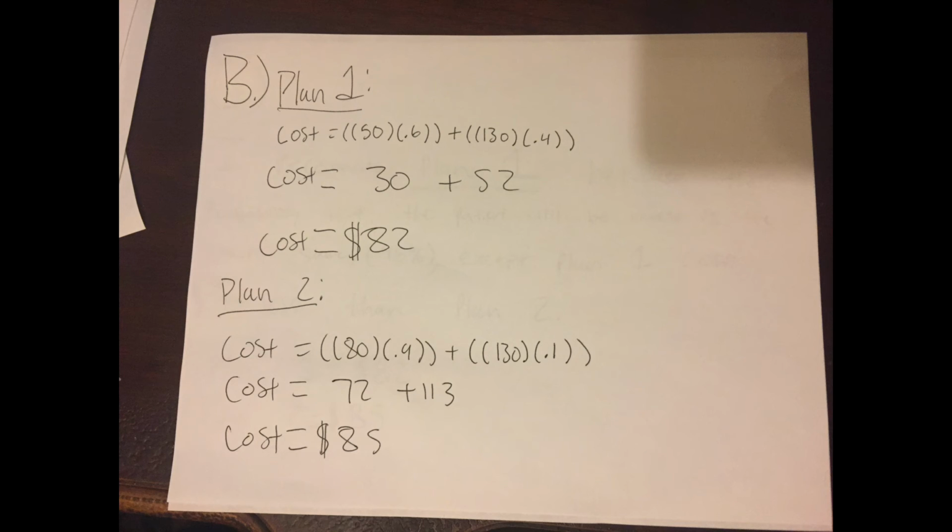For Plan 2, you take 80 and you multiply that by 0.9. Then you take 130 and multiply that by 0.1. And this gets you 72 minus 113, which is equal to a total of $85 for Plan 2.